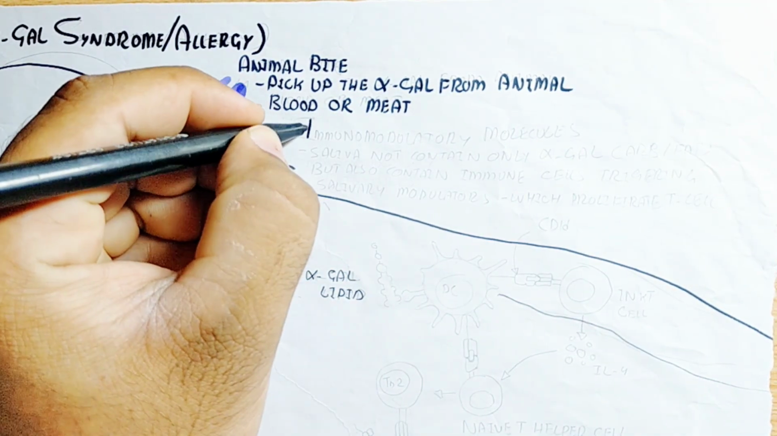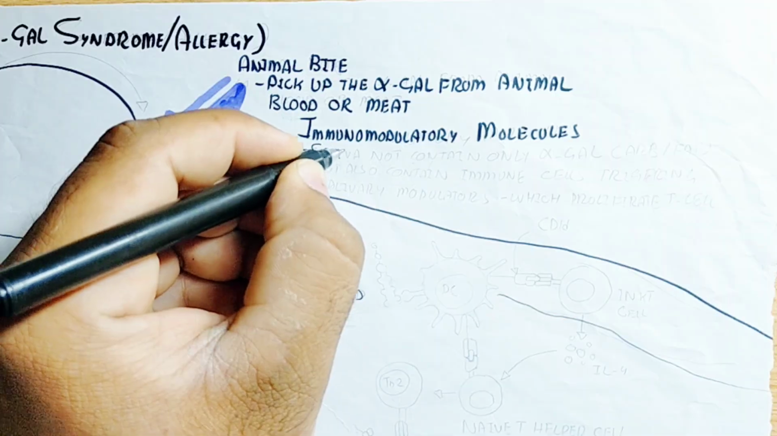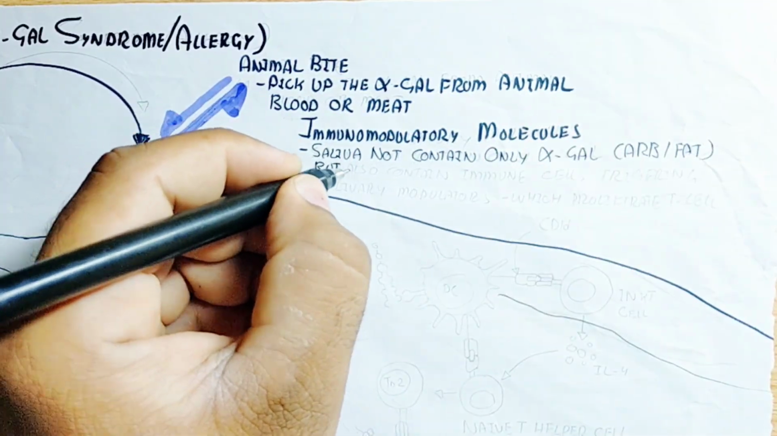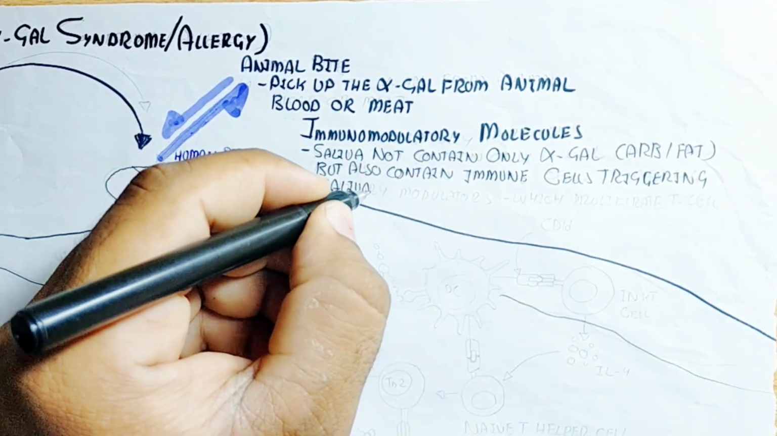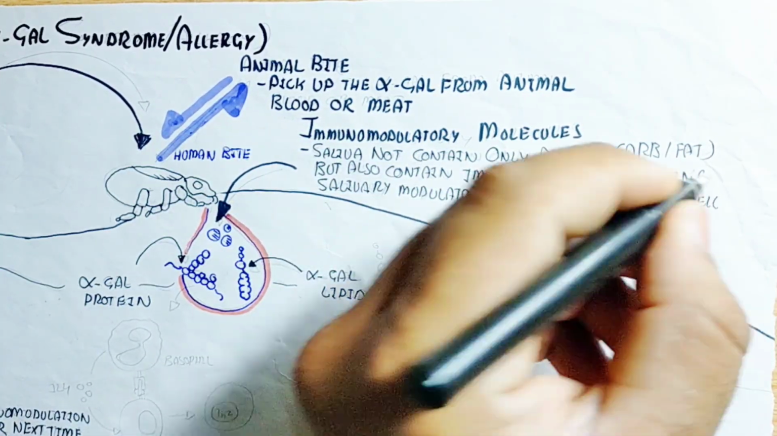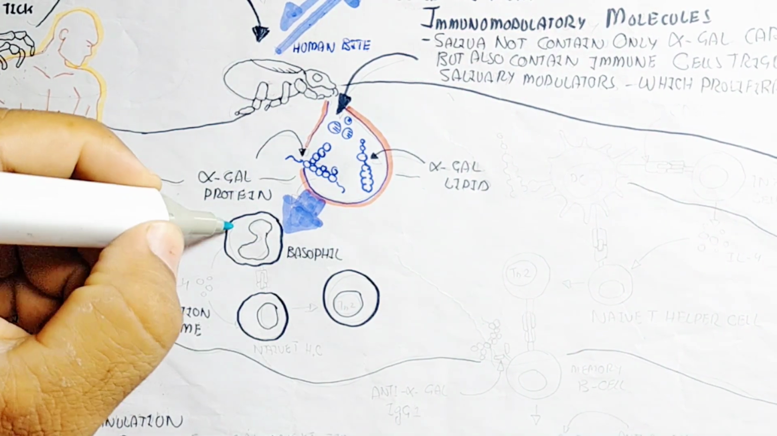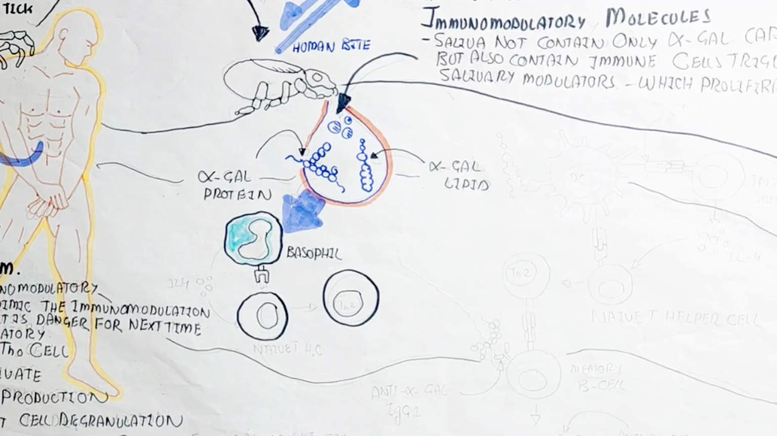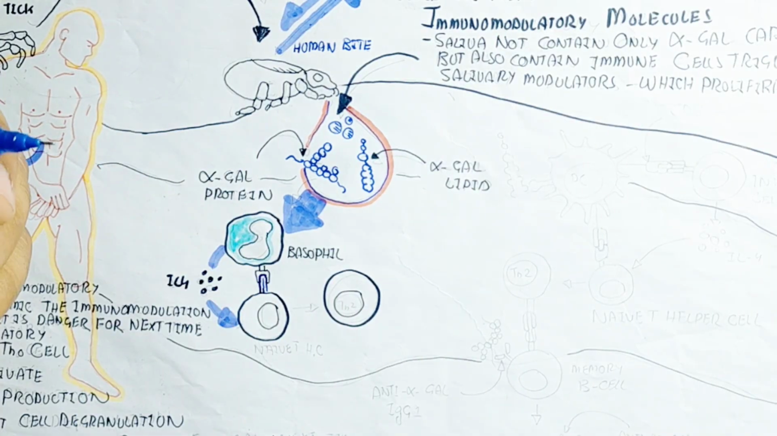Whenever the tick bites an animal, it picks up alpha gal from the animal's blood or meat, and then moves to the human to bite, and the immunomodulatory molecules in the saliva contain not only alpha gal. Other things are also present, including immune cell triggering salivary modulators which proliferate the T cell. The important thing is that the tick first bites an animal like beef, and then goes to the human side to bite, and alpha gal protein and alpha gal lipid enter.